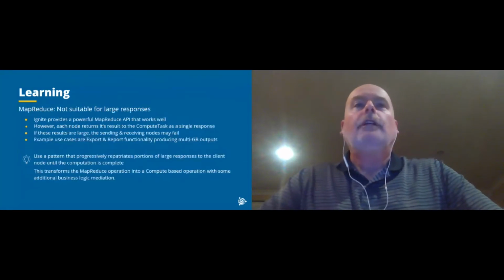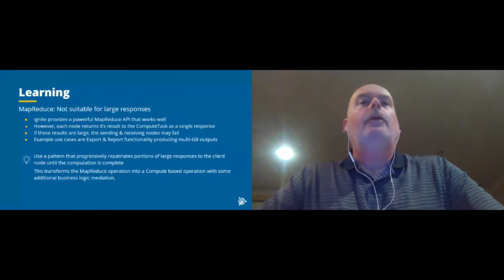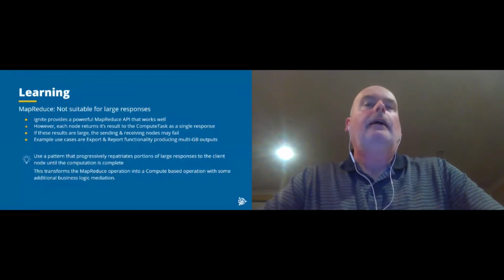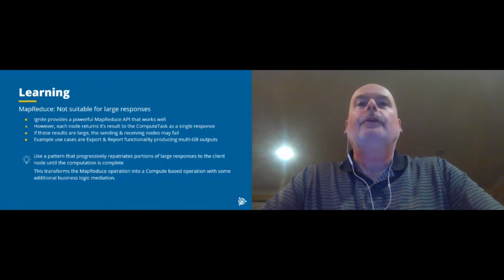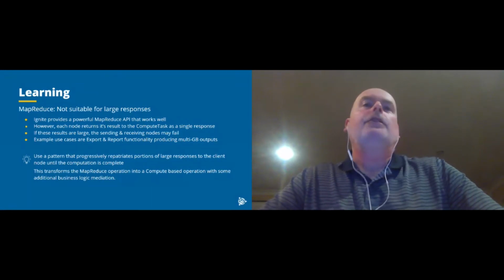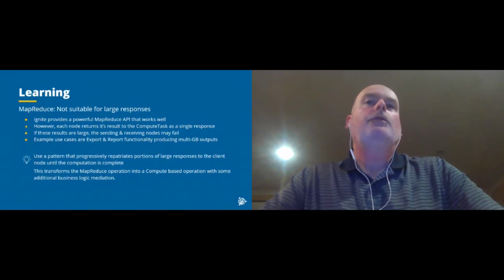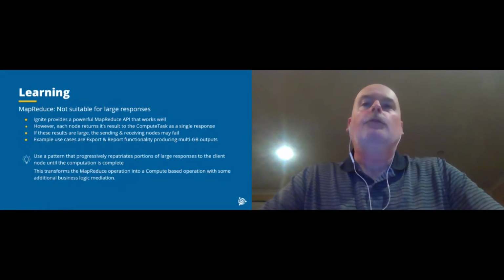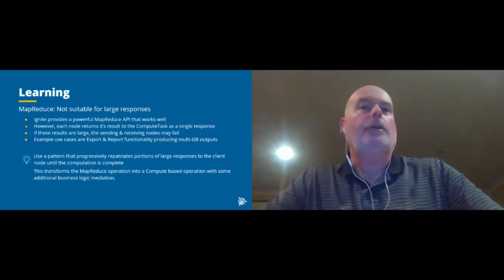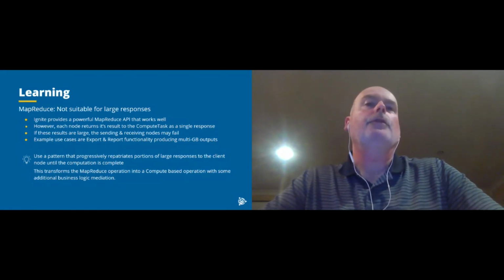I talked a little bit before about our aggregating query model using MapReduce. It's great for a lot of use cases, but if we have large responses, because each compute task sends only a single response, it becomes quite problematic for large query results. And the response to that is to use a pattern that uses that progressive repatriation of portions of responses.